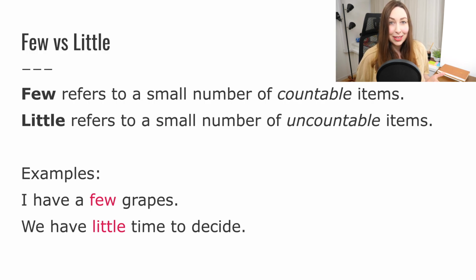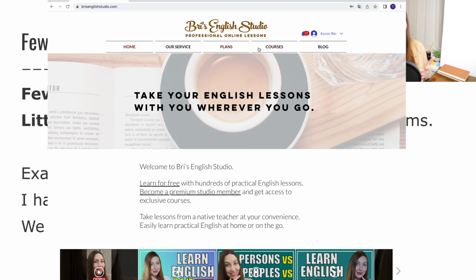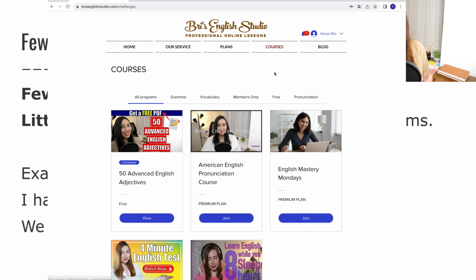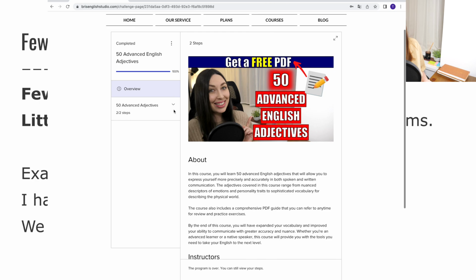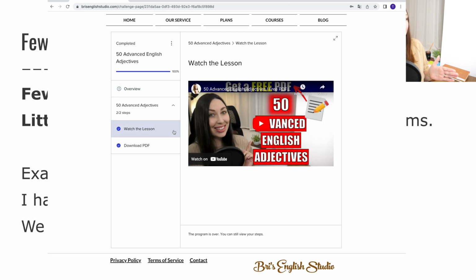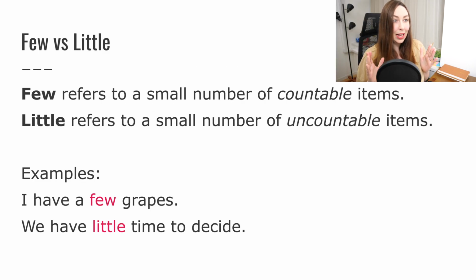We have a very simple one, few versus little. How many times have you confused these two words? It happens sometimes for people who are learning English as a second language or a third language. So few refers to a small number of countable items. Little refers to a small number of uncountable items. So that's where the difference lies. Countable versus uncountable. Not that hard, right?